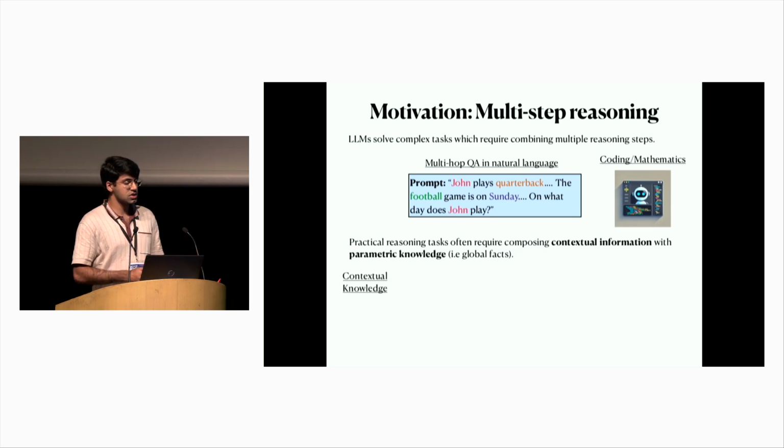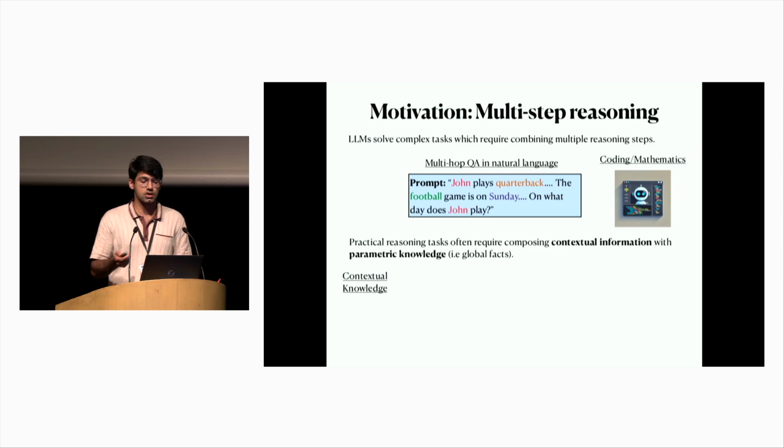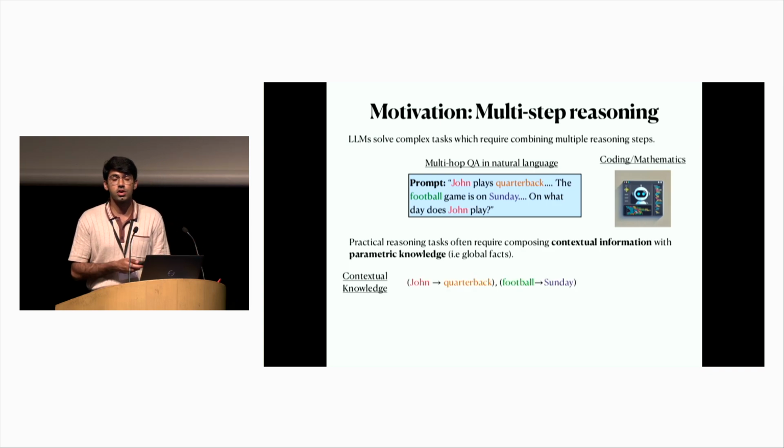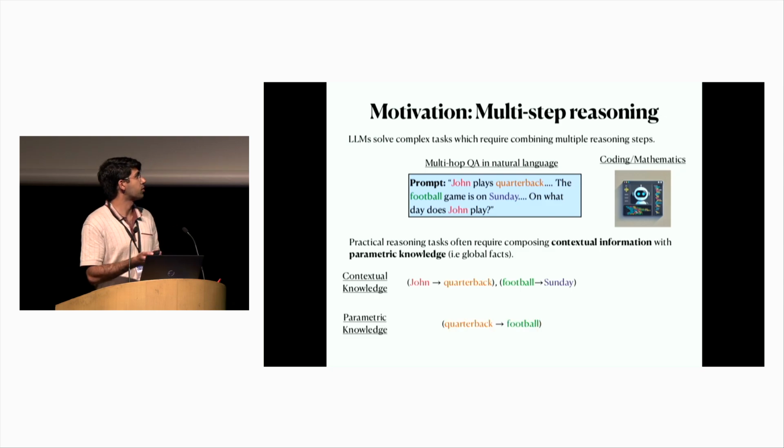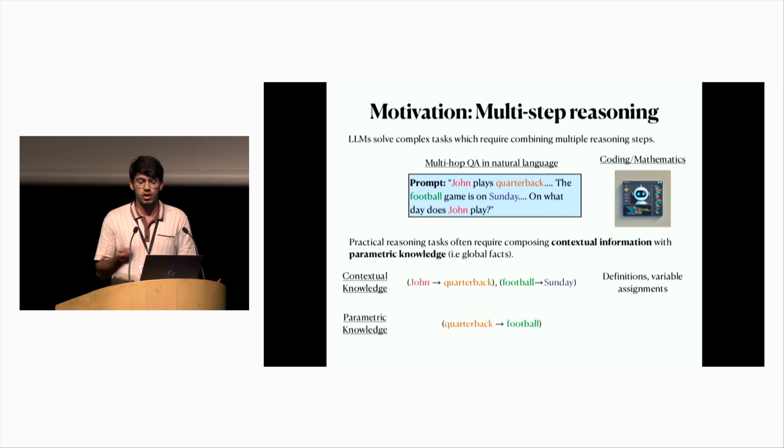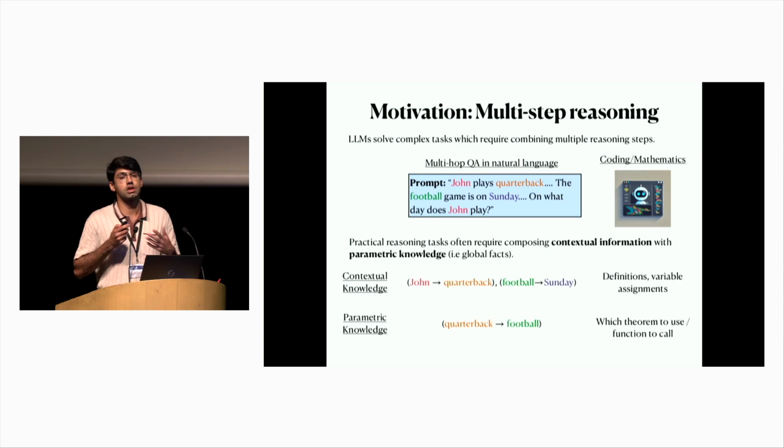So in our natural language example, the contextual knowledge here will be the associations John maps to quarterback and football maps to Sunday. But in order to solve the task, the model needs to know that quarterback is a position in football. Likewise, in coding or mathematics, the contextual knowledge could be definitions or variable assignments, while the parametric knowledge might be which theorem to use or which function to call.